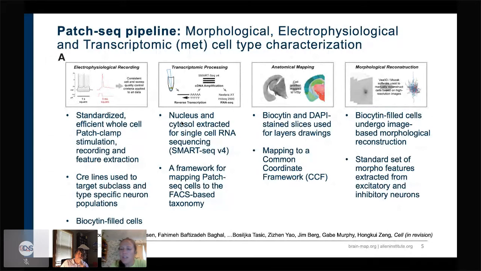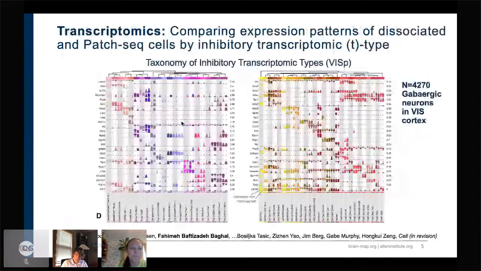Biocytin-filled cells are then imaged in 3D with a 63x objective, and then morphological reconstructions are generated from the cells that have high-quality morphology within the slice. And then a standard set of morphological features are extracted, based on whether the cell is excitatory or inhibitory.